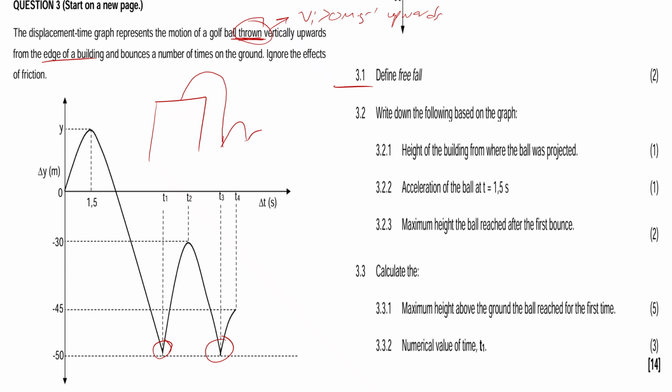3.1, define the term free fall. For definitions, refer to the exam guideline, but free fall can be explained as the motion of an object whereby the only force acting on that object is the gravitational force.